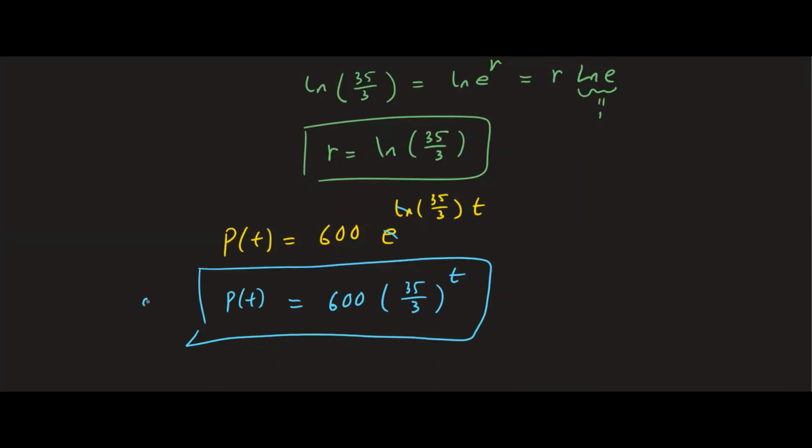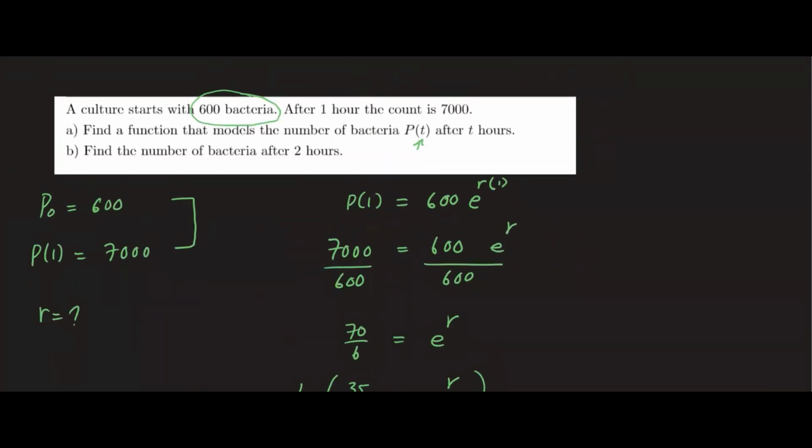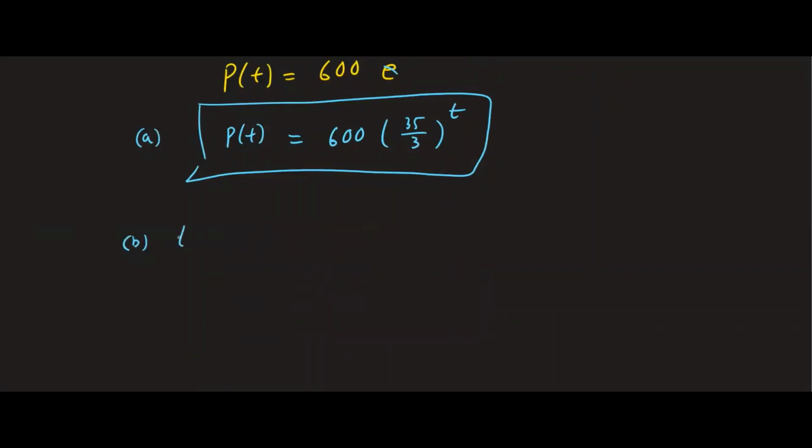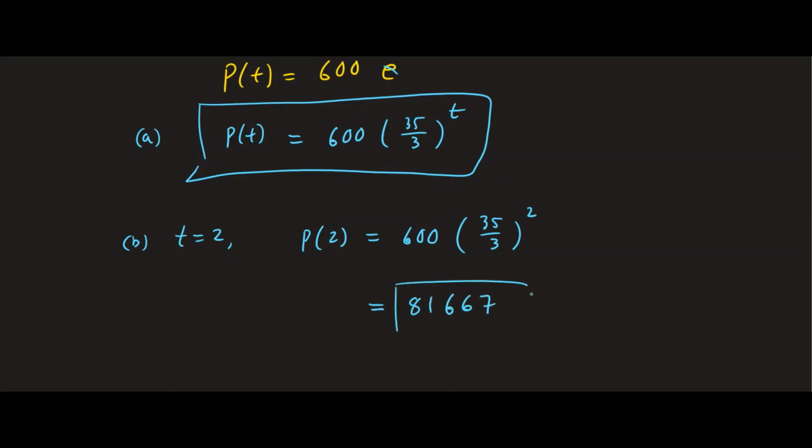Now, that's the answer to part A. What about part B? For part B, we want to know the number of bacteria after 2 hours. We already have the model from A, so we just need to substitute t is equal to 2. So the amount at 2 hours is going to be 600 times 35 over 3 to the power 2. That's good enough if you don't have a calculator, but if you plug this into your calculator, you'll see that the amount comes out to be 81,667 bacteria after 2 hours.